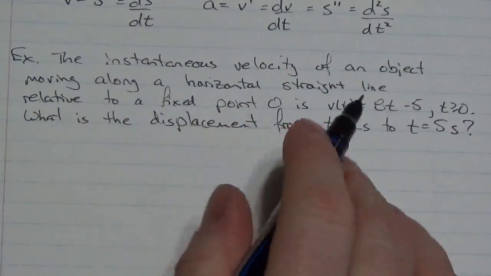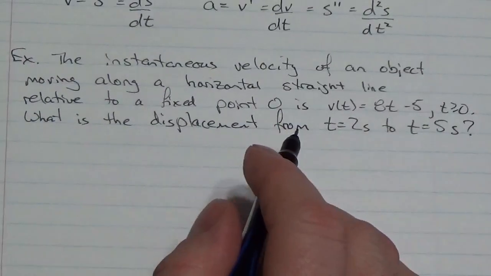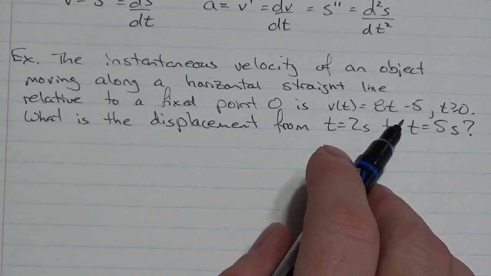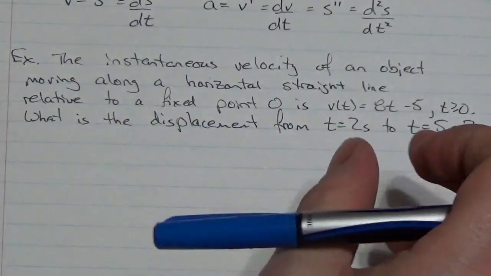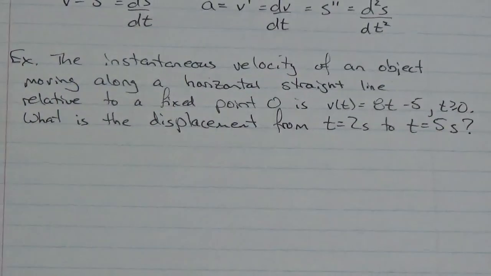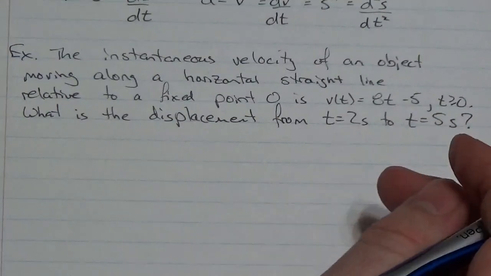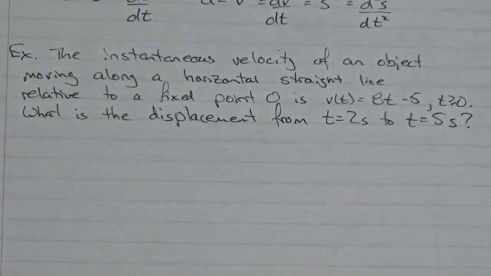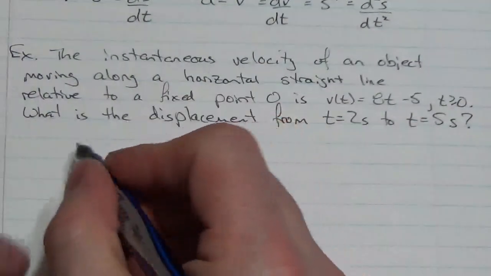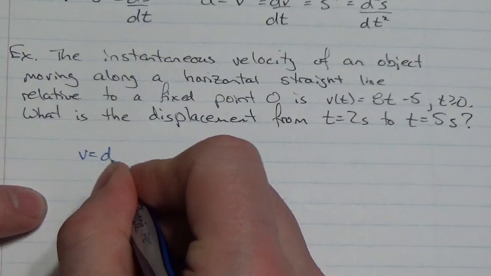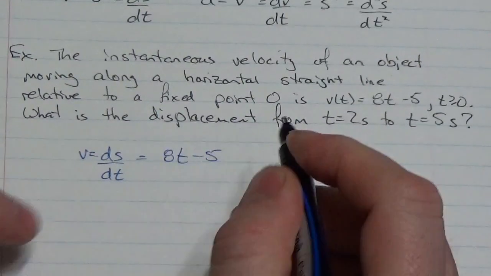Here's the question. The instantaneous velocity of an object moving along a horizontal straight line relative to a fixed point O is the velocity 8t minus 5, where t is greater than 0. We want to know what the displacement is from 2 seconds to 5 seconds. Okay? We just want to know, how did this thing move in that time period there? Well, we've got velocity, and so what we need to do with this is we need to get displacement out of that. So remember that velocity is the derivative of displacement with respect to time. And so there's our 8t minus 5.